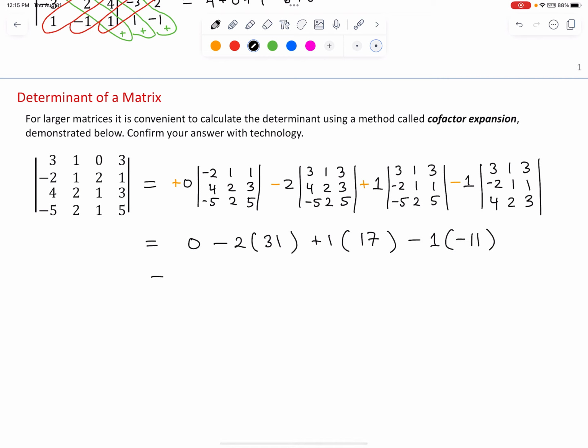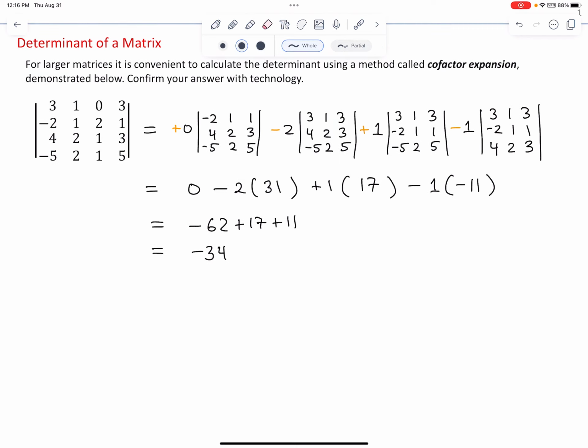Now we just have to combine all these products. So we have -62 plus 17, and then plus 11. And that's going to give us -34. And this is the determinant of this 4 by 4 matrix. Now I could have picked any row or column to do this, and it will not change the answer.